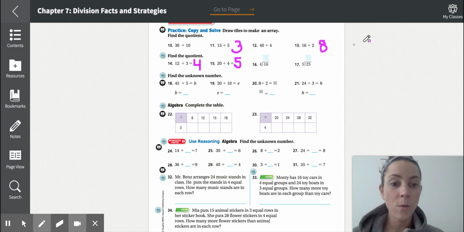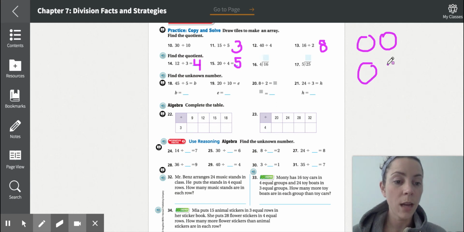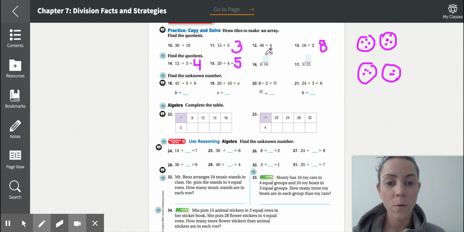16 divided by 4, let's do circle groups for this one. 4 groups. And again, you could have done any strategy. I'm just reminding you of some in case you're stuck. 1 for you, 2, 3, 4, 5, 6, 7, 8, 9, 10, 11, 12, 13, 14, 15, 16. So that one was 4 in each.